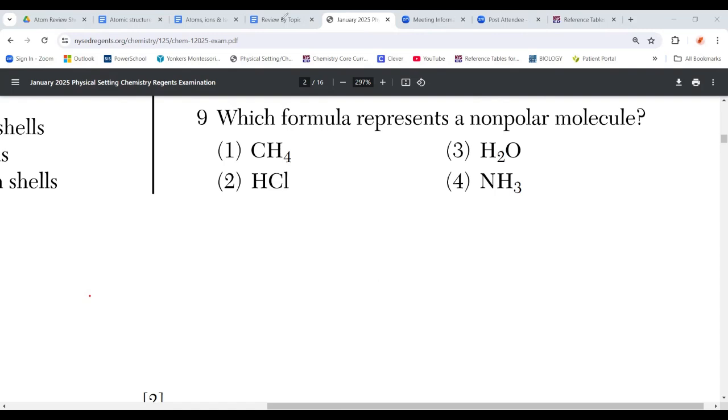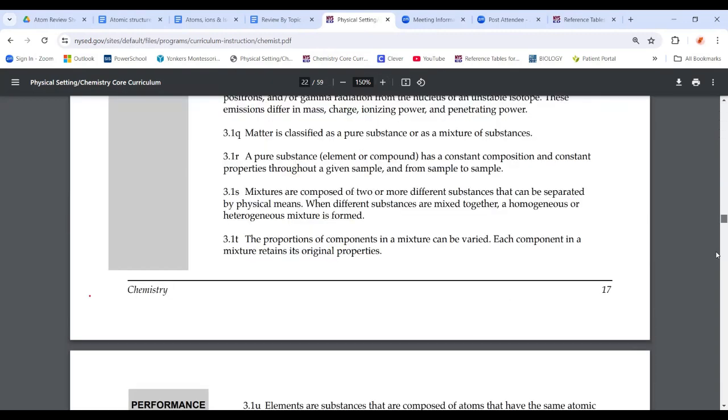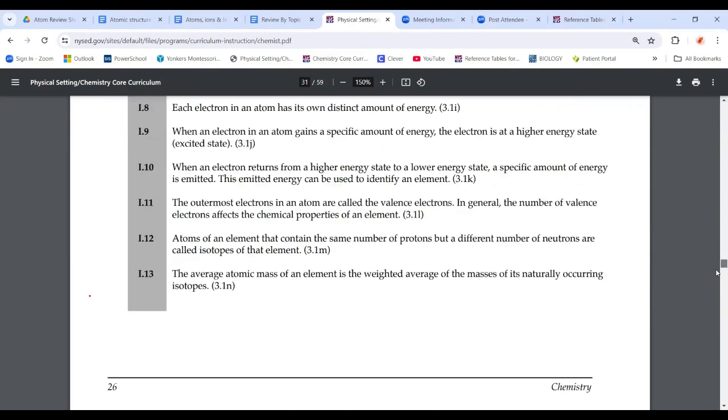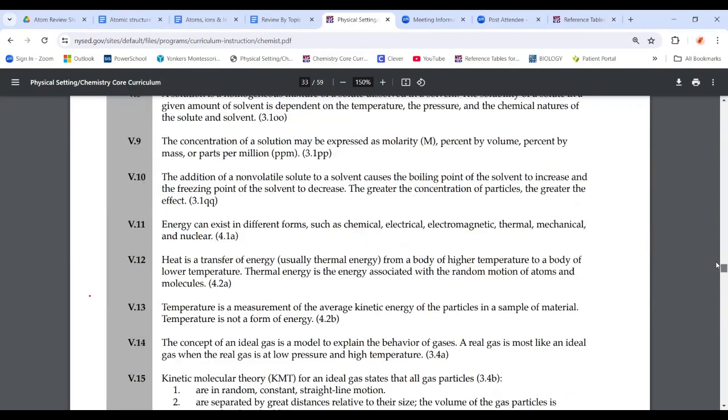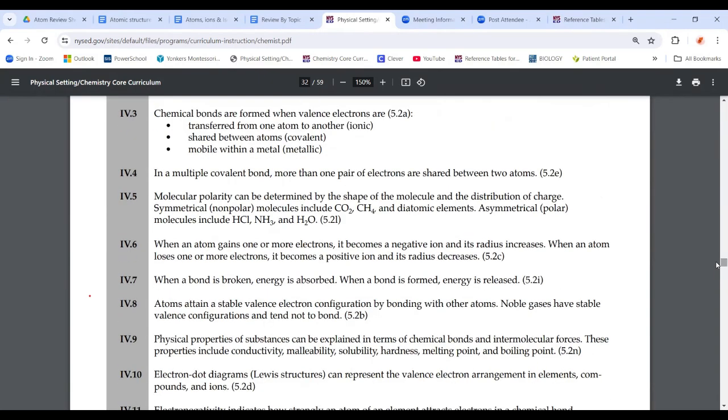Now, if I were to pull up for you, and I can do it pretty quickly because I have all this stuff on my tabs all the time, the core curriculum. Remember I brought up the core curriculum because it's the master list of everything you need to know. And then head down to page 30. I'm going to go to chemical bonding. See chemical bonding? This is the list of everything you're supposed to know.